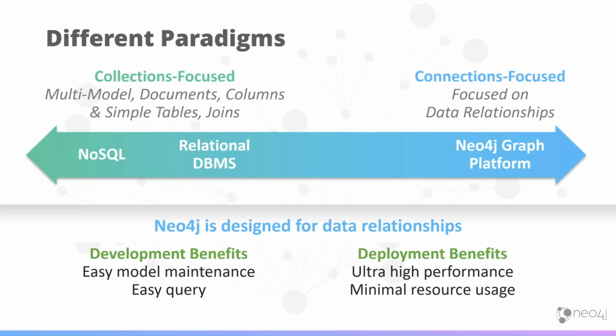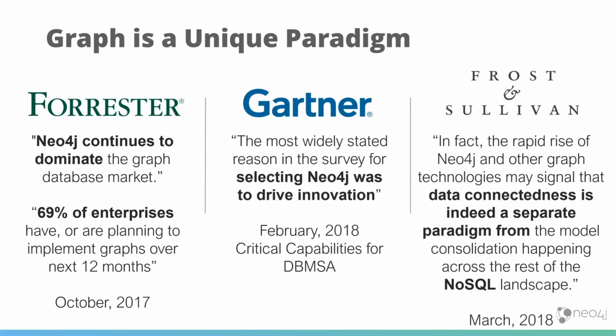It's easy to maintain. It's easy to write queries for it, and it's designed for being ultra high performance. So when you need to build a real-time recommendation engine, such as what eBay and Walmart and other retailers have done, everything operates in milliseconds kind of timing. And of course, we do believe graph is a unique paradigm.